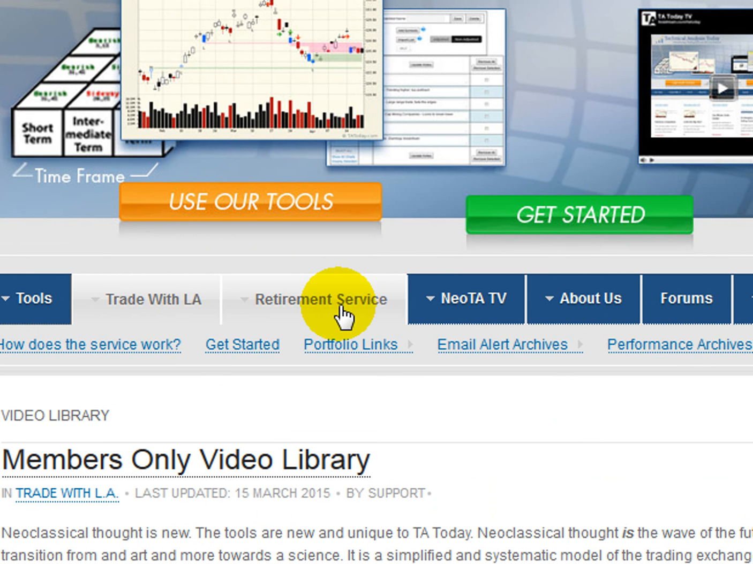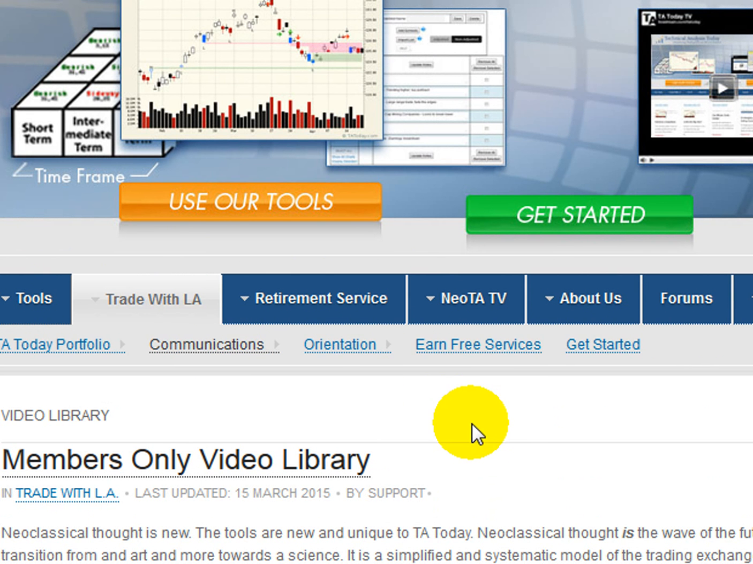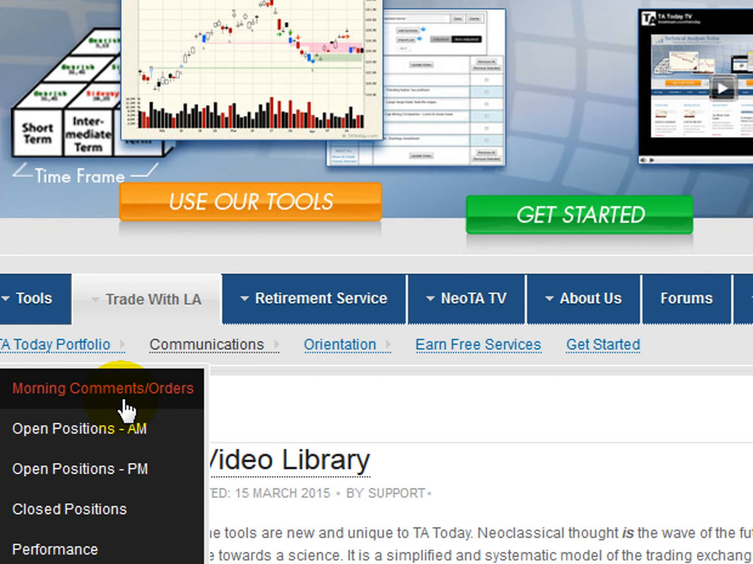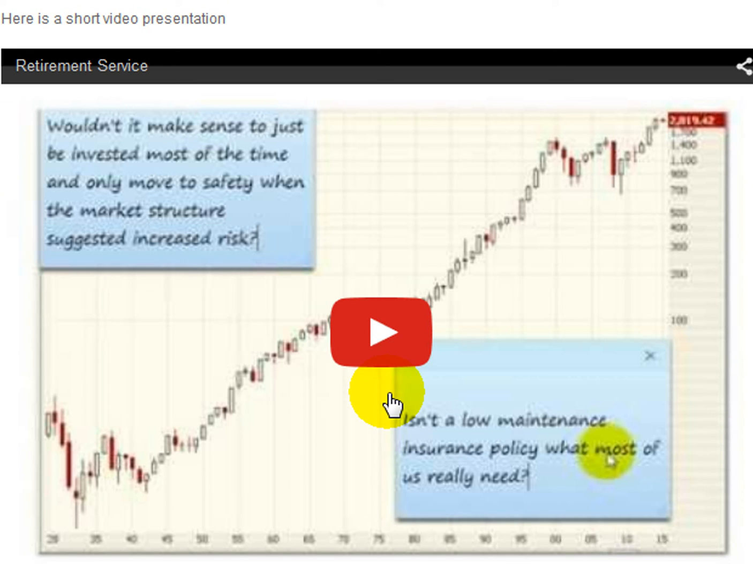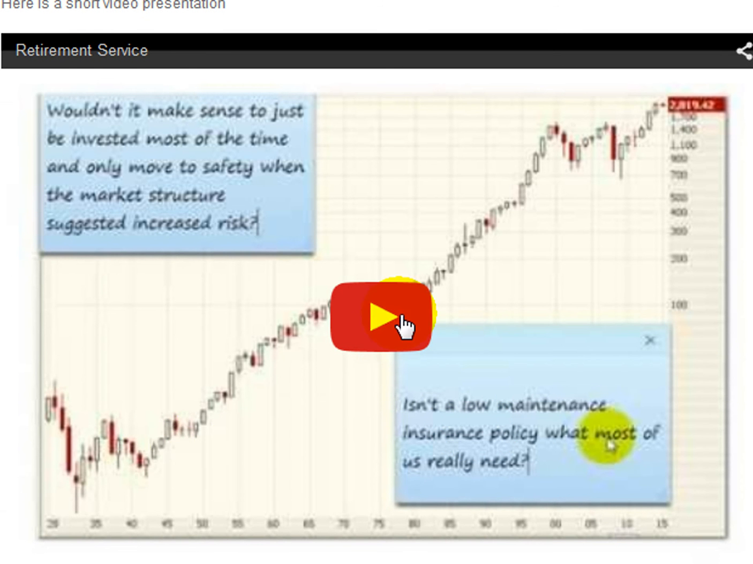Finally, the retirement service has to do with long-term investors. Let's say you have an IRA, you don't really want to trade, you don't want to learn how to trade, you just want to know when to be in the market and when to be out. Because the market typically goes up most of the time, that's usually the way the market goes, you just want to know when to stay in the market and when to get out.